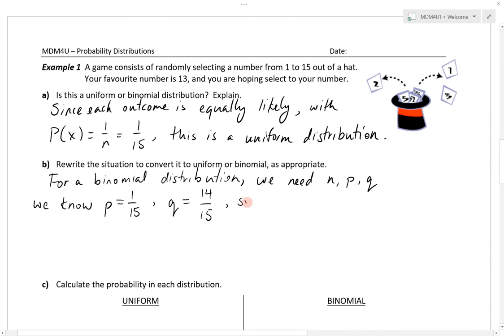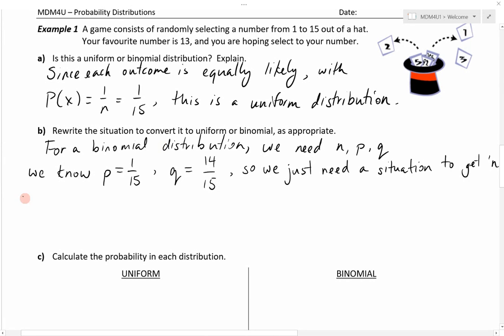So we just need a situation to get N. What is N? N is the number of trials. So maybe, instead of one person drawing a number out of a hat, let's say 5 people. For example, 5 people are asked to pick a number from 1 to 15.